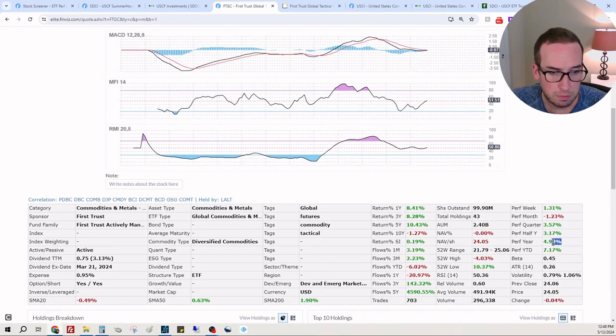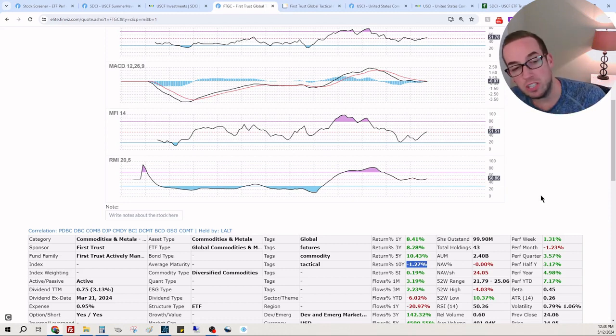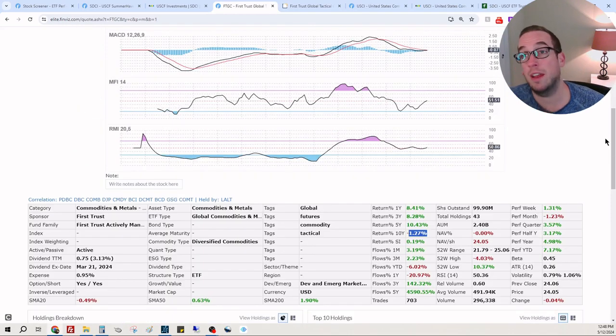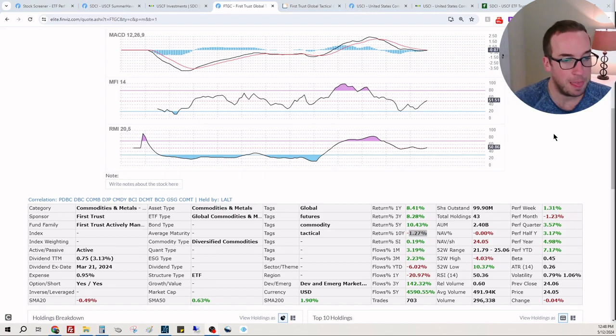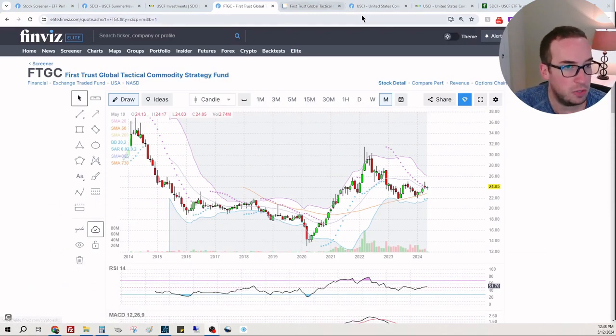Year over year, I mean, 8%, 8.2%. 5 year is 10%. Over 10 years, it's minus 1%. So it really just depends. I think this 10-year is going to change to the positive side after we get through the next couple of years for a lot of these ETFs. So just a heads up. Okay. This one, FTGC is okay.